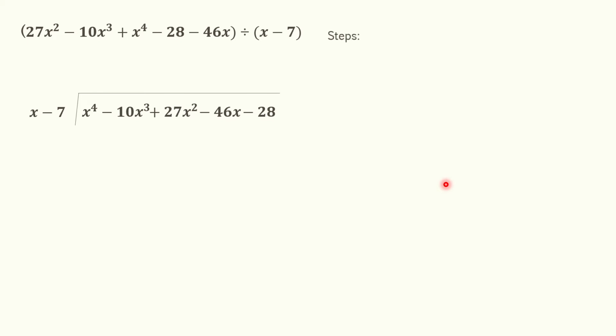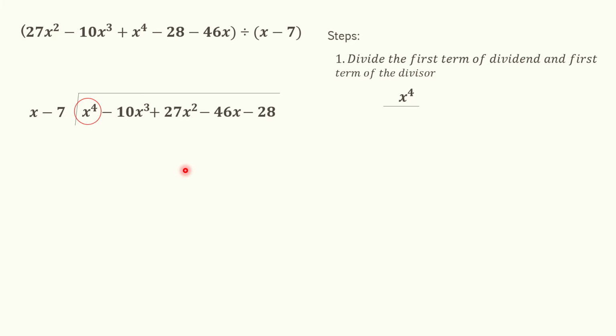The first step, he says, is that we have to divide the first term of the dividend. Okay, this is the dividend. The first term of the dividend is x to the fourth. So this x to the fourth, we divide it by the first term of the divisor. This is the divisor, and its first term is x. So we have to divide that.